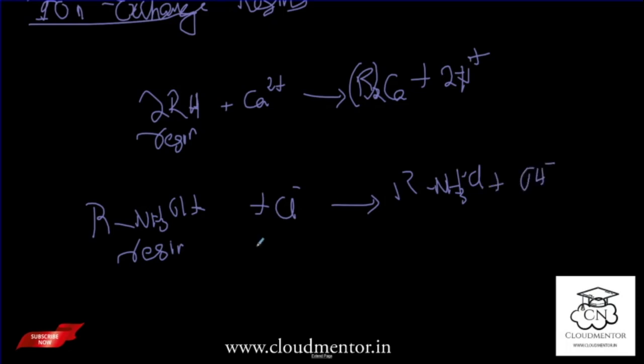This process gives distilled water and can be used in laboratories. The OH- ion neutralizes the H+, like H+ plus OH- giving H2O. This can be used as distilled water. The cation exchanger is regenerated by the action of an acid, and the anion exchanger is regenerated by using an alkali solution.